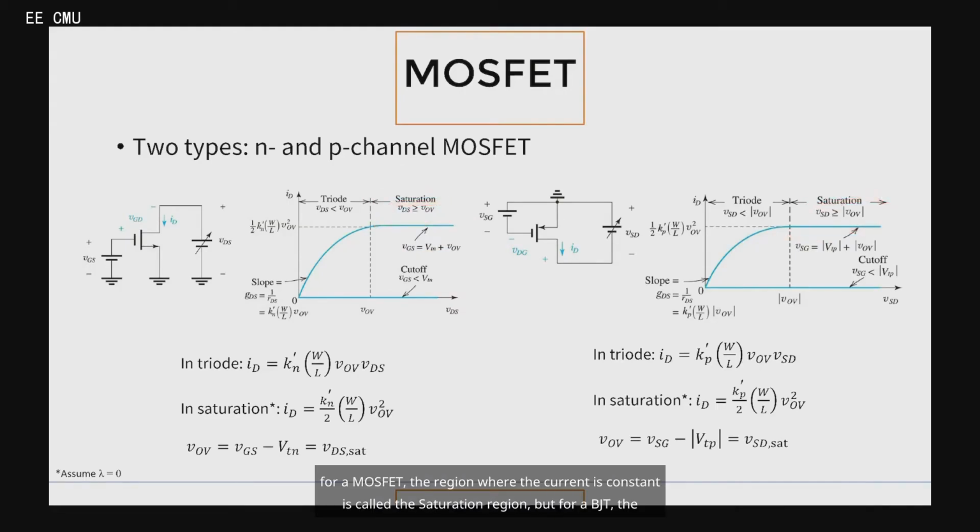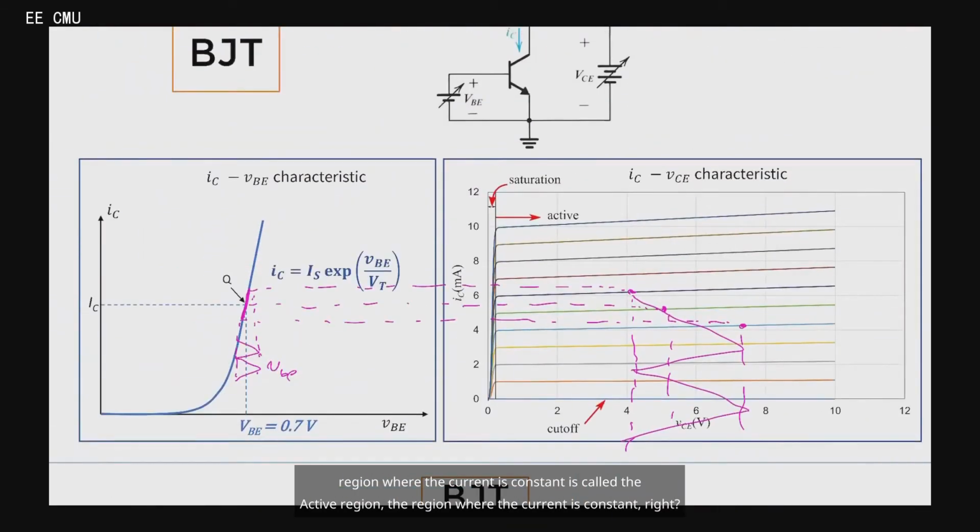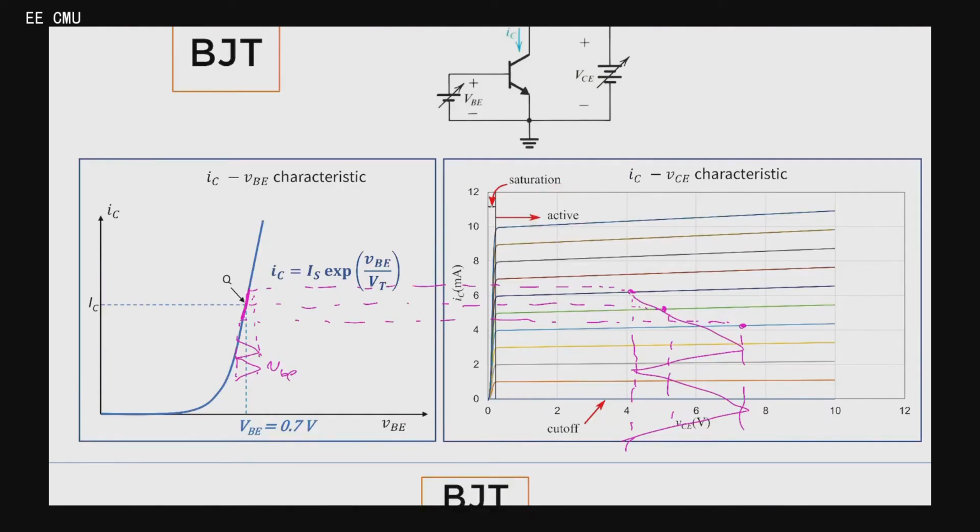Please don't get confused. For a MOSFET, the region where the current is constant is called the saturation region. But for a BJT, the region where the current is constant is called the active region. This is just a quick review, right?